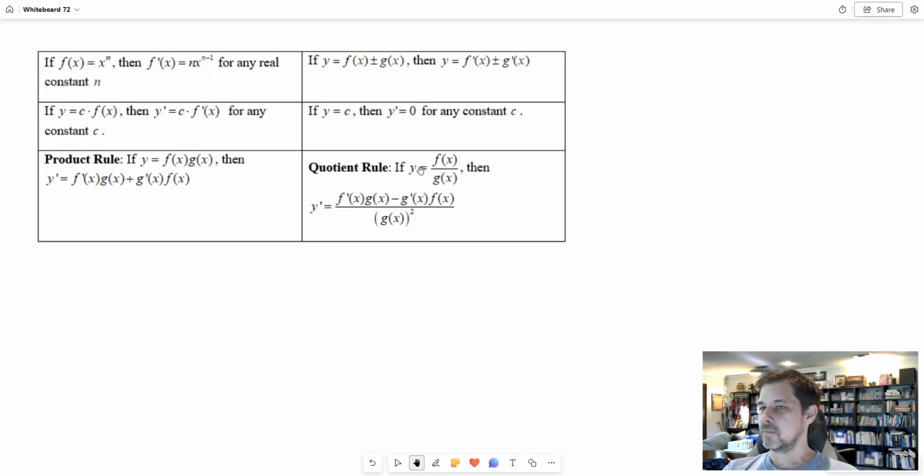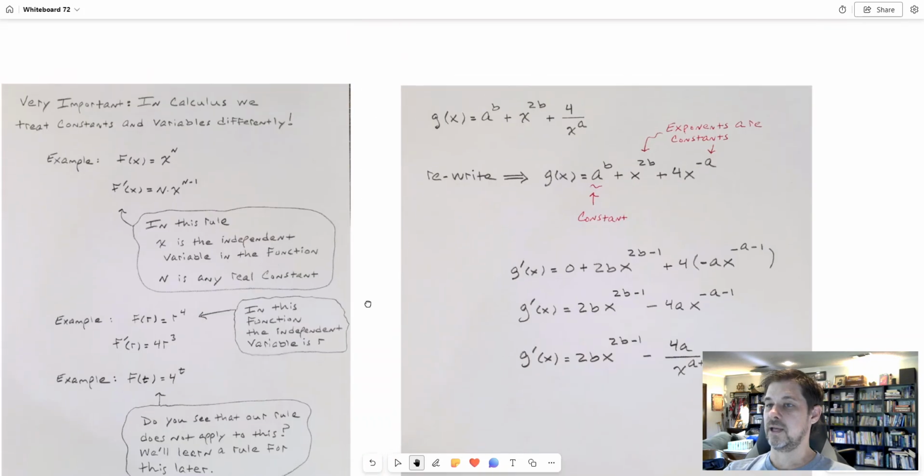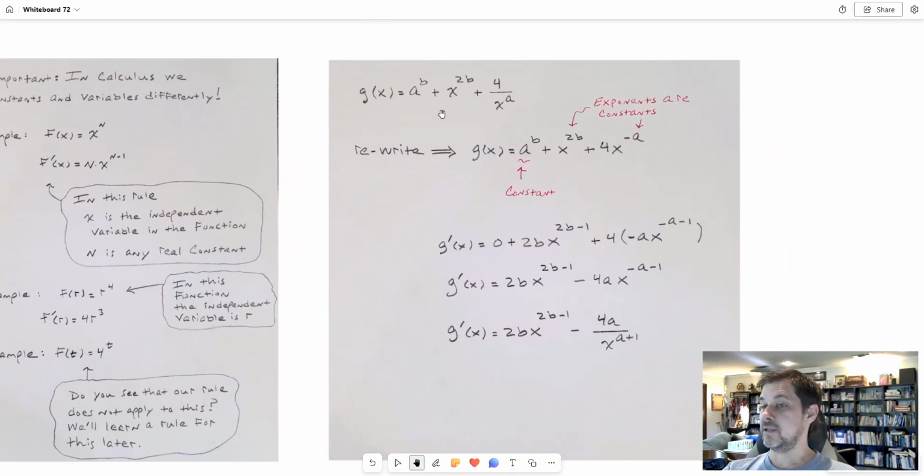So in this video, I'm not going to explain all of these rules on their own. I have that elsewhere. That's in other videos. But I'm going to use these rules, okay, with the understanding that a and b in this formula are constants and x is the variable.